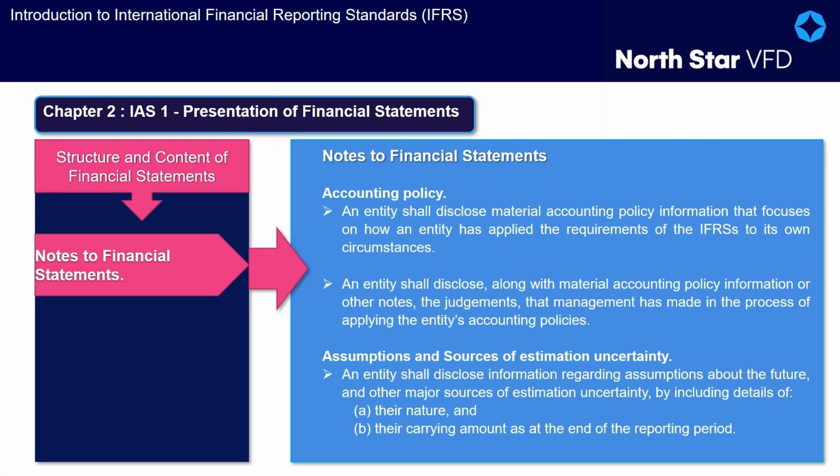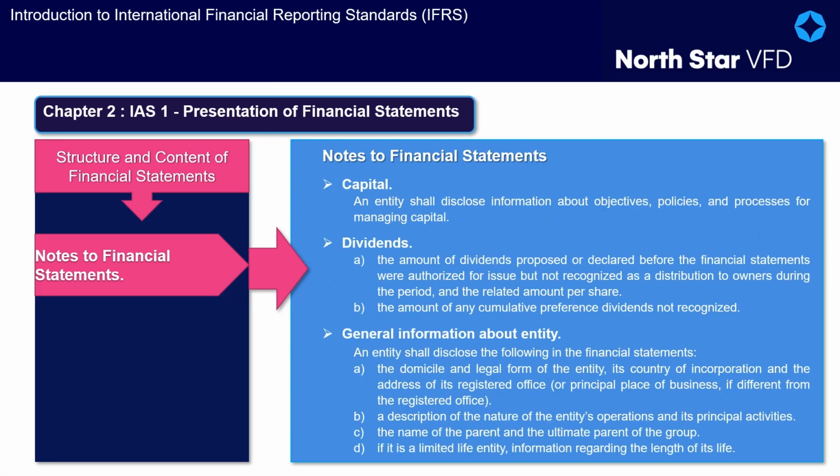Notes to financial statements. Disclosure notes related to capital. An entity shall disclose information that enables users of its financial statements to evaluate the entity's objectives, policies, and processes for managing capital. Disclosure notes related to dividends. An entity should disclose the amount of dividends proposed or declared before the financial statements were authorized for issue but not recognized as a distribution to owners during the period, and the related amount per share, and the amount of any cumulative preference dividends not recognized.